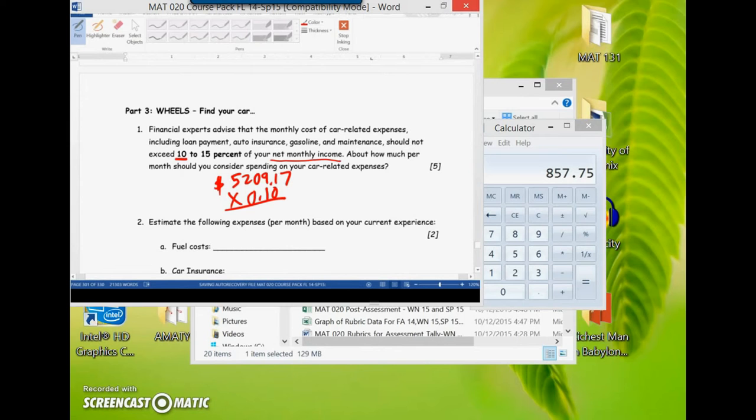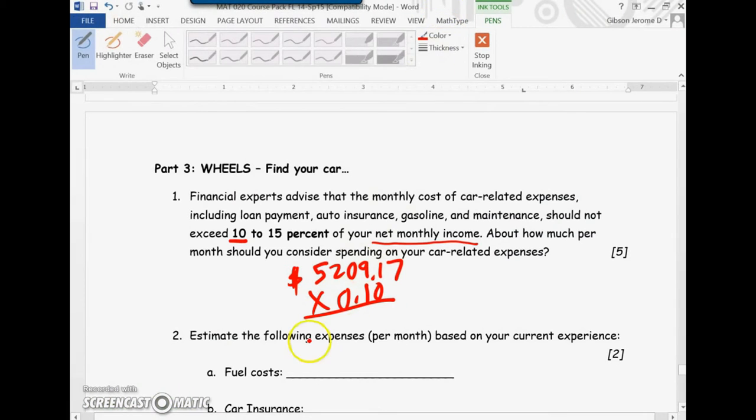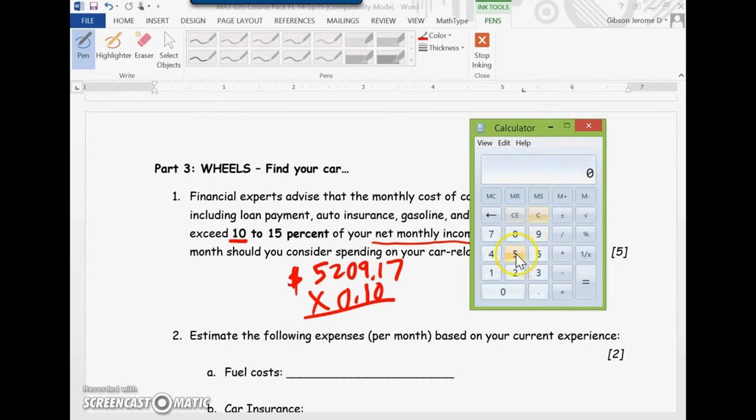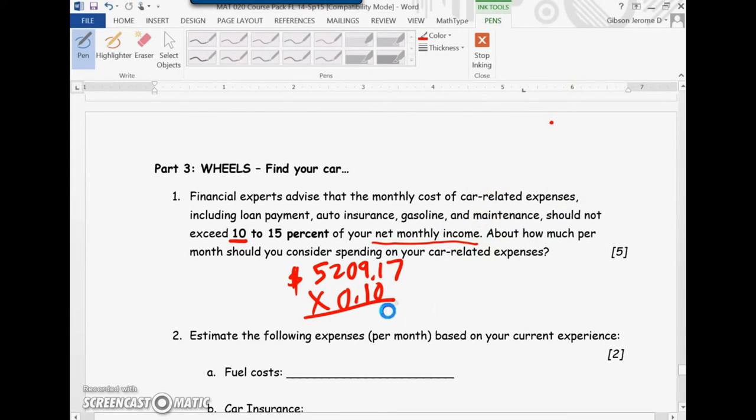So we can take our calculator and we would take $5,209.17 and multiply it by 0.1. And that'll give us, now we would have to round this, that would give us $520.92. Now this is how much per month you can afford.